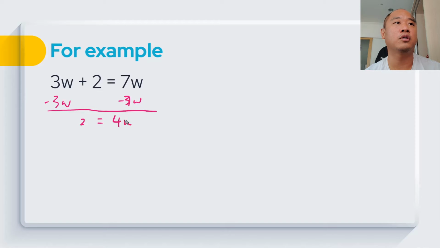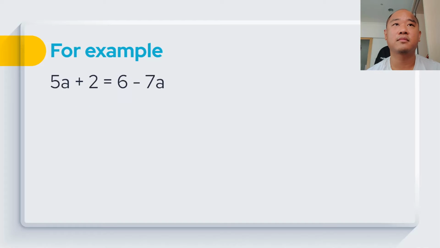So that gives you 2 equals 4w. And the goal is to get the variable on one side of the equation completely by itself, and then the numbers on the other side of the equation completely by themselves. So we'll divide this side by 4 and this side by 4, and that'll give us 1/2 equals w. So now I'd like for you to go ahead and solve this problem and fill out the answer in Edpuzzle.